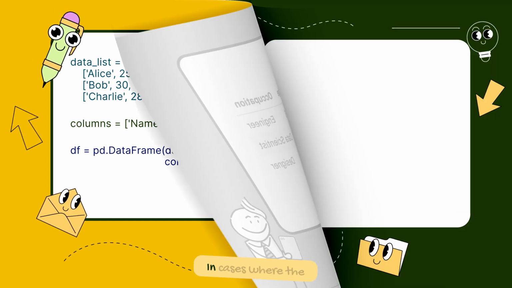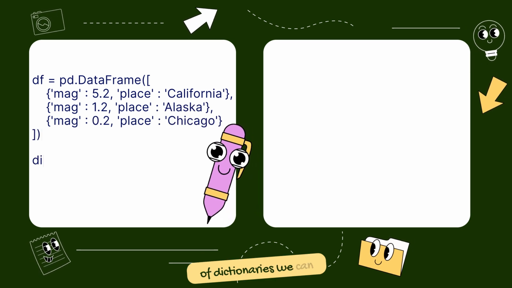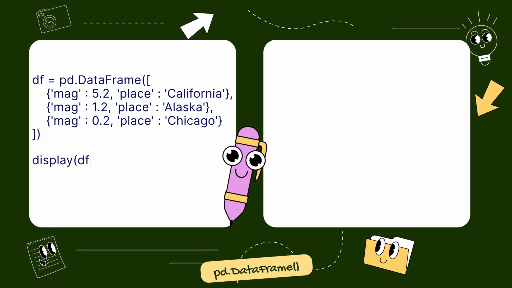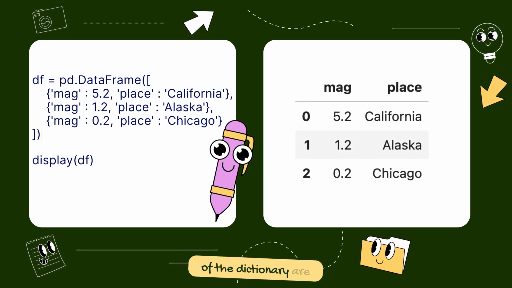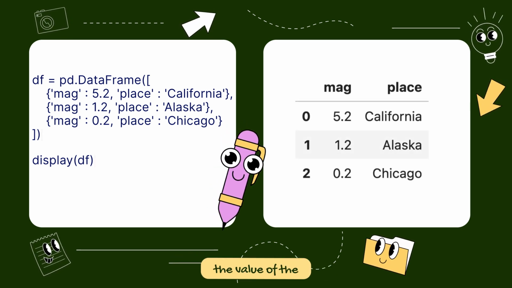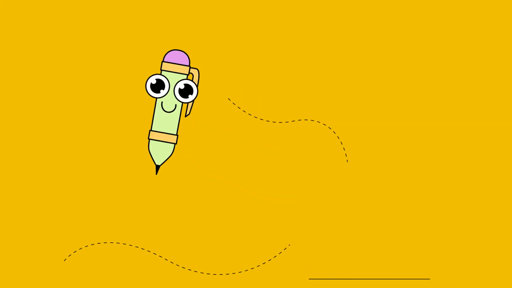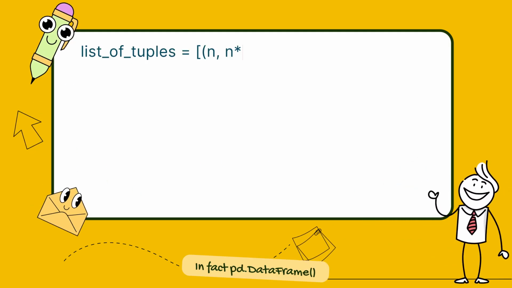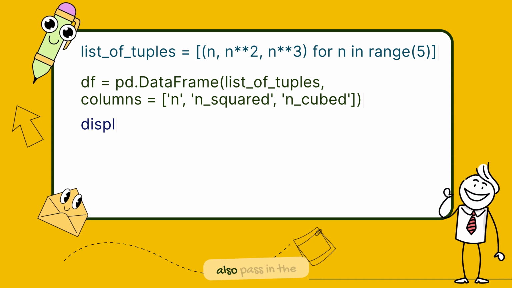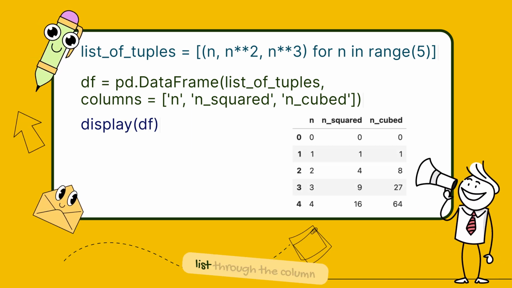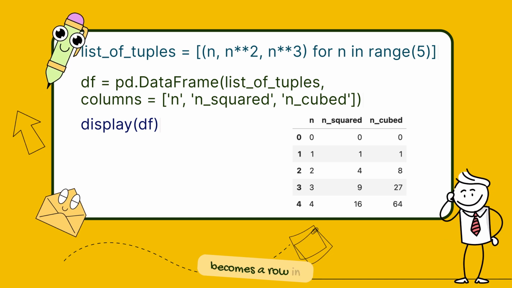In cases where the data isn't a dictionary, but rather a list of dictionaries, we can still use pd.DataFrame. Each entry in the list will be a dictionary, where the keys of the dictionary are the column names and the values of the dictionary are the values for that column at that index. In fact, pd.DataFrame also works for a list of tuples. Note that we can also pass in the column names as a list through the columns argument. Each tuple is treated like a record and becomes a row in the data frame.